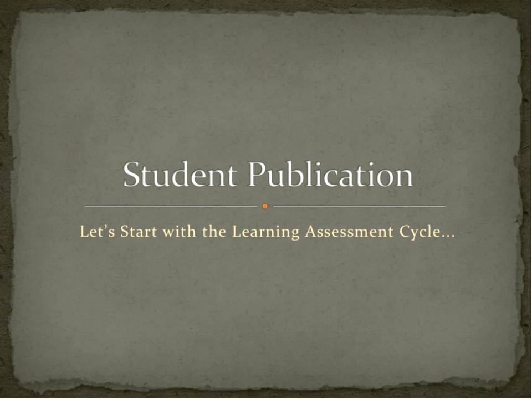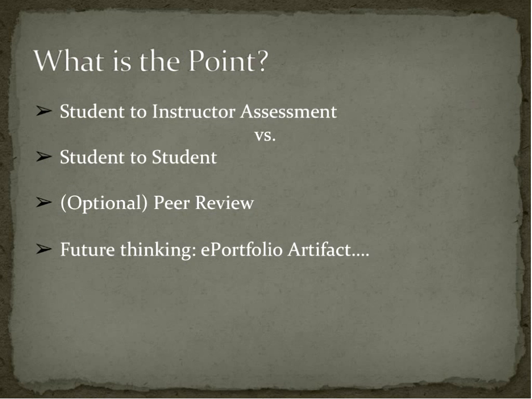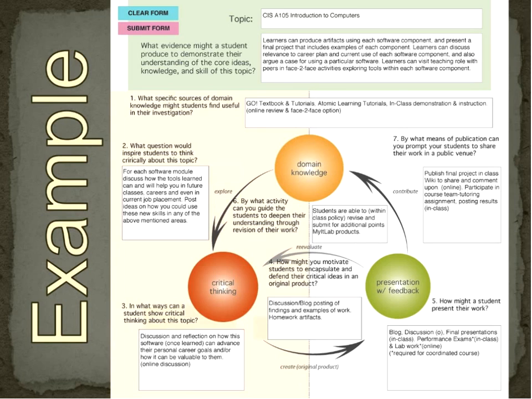So we're going to start with the learning assessment cycle. Okay, so there's a lot of words on this because it's an example, but where I want you to go is just looking at the domain knowledge, critical thinking, and then the green dot is presentation with feedback. And why this interests me is because I'm really interested in how faculty use their personal learning environment to create work, do research, and then publish their work. But students don't always get to publish their work.